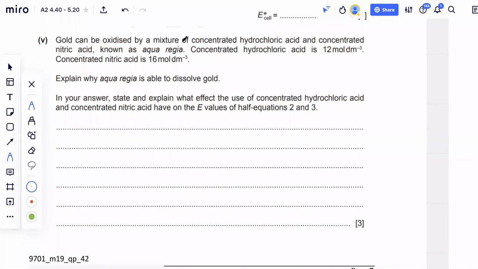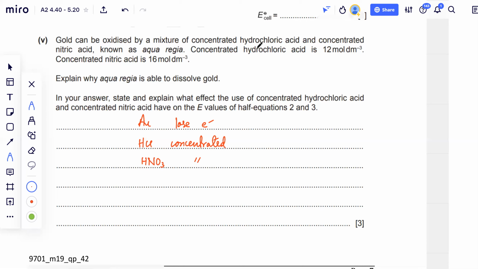So gold can be oxidized. He wants it to lose electrons, right? So there's a reaction where gold loses electrons, and he's saying by a mixture of concentrated hydrochloric acid. So that happens when you've got concentrated HCl and concentrated nitric acid. So there's nitric acid that's also very, very concentrated. So gold can lose electrons, and that mixture of HCl and nitric acid, he's saying, is known as aqua regia.